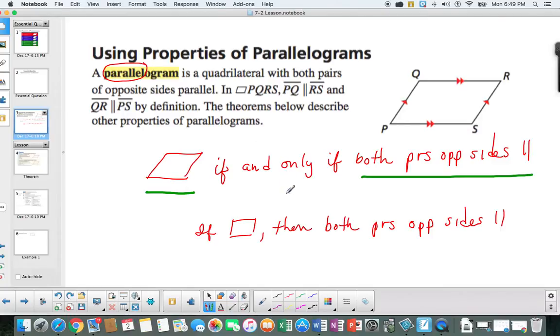A definition is always a biconditional. So parallelogram, we use the symbol for parallelogram, if and only if both pairs of opposite sides are parallel. For today's lesson, we're going to be more concerned about knowing that it's a parallelogram and what features or characteristics we see. So we're going to be working in this direction. If you have a parallelogram, then we know both pairs of opposite sides are parallel.